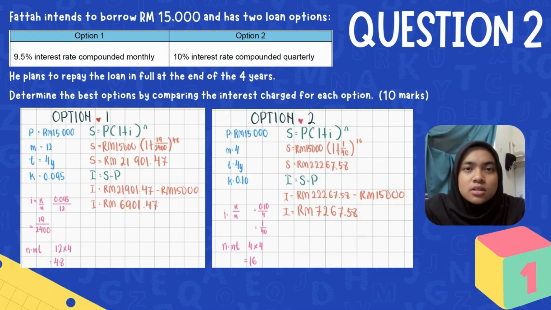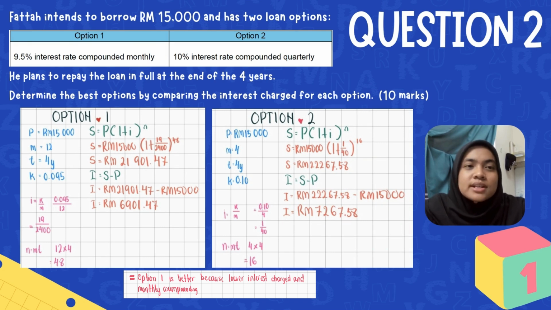88,960.02. Question number 2. Fata intends to borrow 15,000 and has 2 loan options. For option number 1, 9.5% interest rate compounded monthly, and for option number 2, 10% interest rate compounded quarterly. He plans to repay the loan in full at the end of the 4 years. Determine the best option by comparing the interest charged for each option.